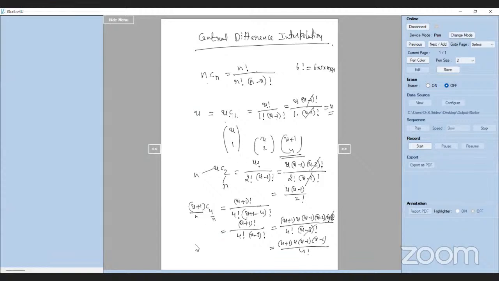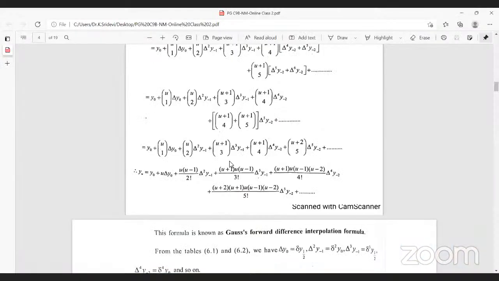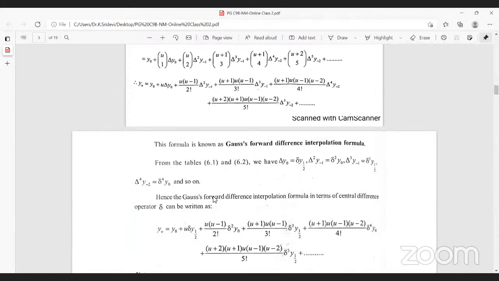So now let me share the formula. Let me share the screen like this. So what is (u+1)C3, (u+1)C4, like this. Now after getting this one, this formula is known as Gauss's forward difference interpolation formula.